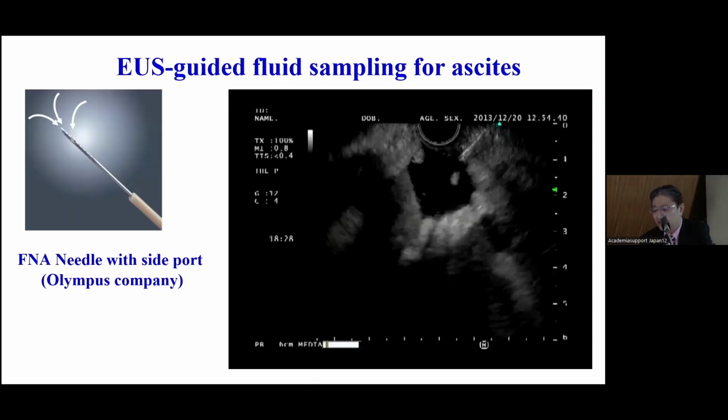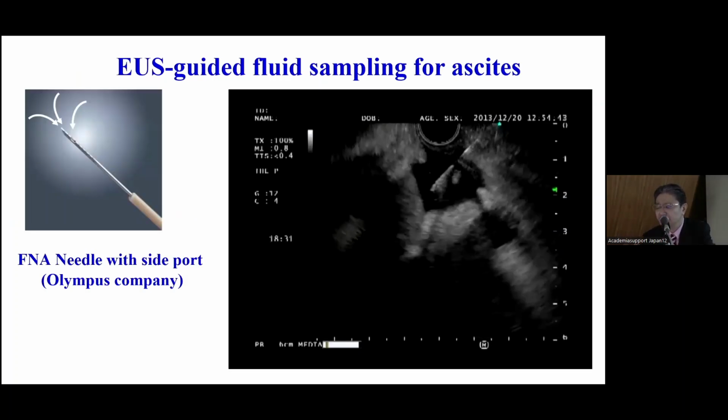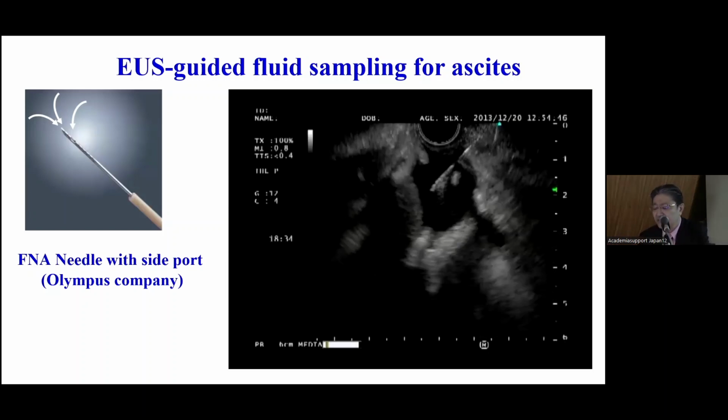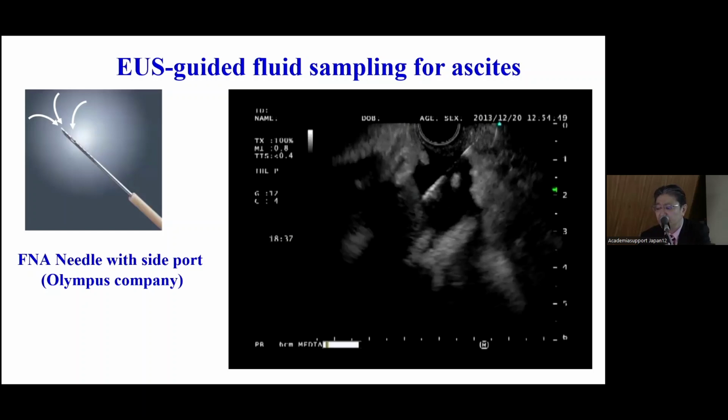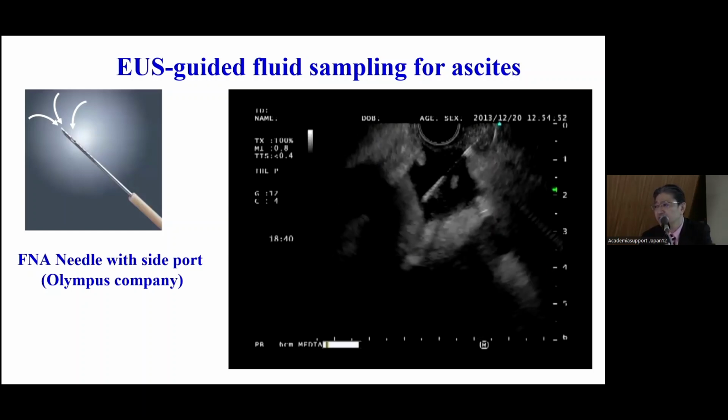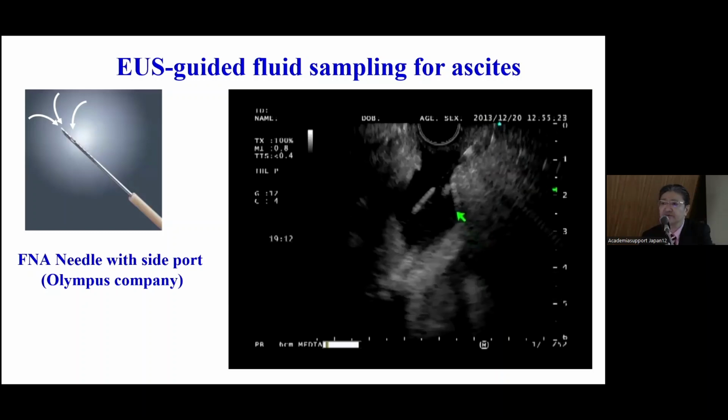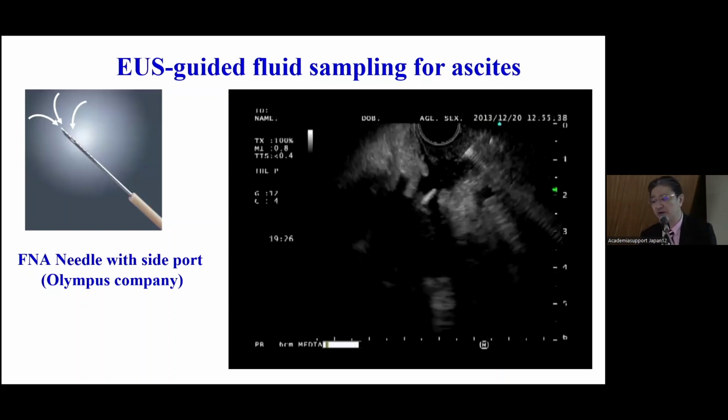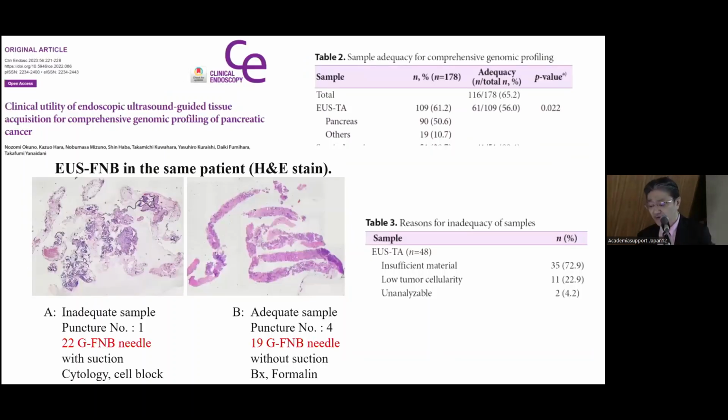And this is fluid sampling. EUS-TA, as maybe you know, and fluid sampling is also available. This video shows the sampling of ascites, but in other situations, a cystic tumor in the pancreas is also available for fluid sampling. The recent topic is EUS-TA for CGP. Dr. Hara's team published that a 19 gauge needle is better than a 22 gauge needle for FoundationOne or CGP procedures.